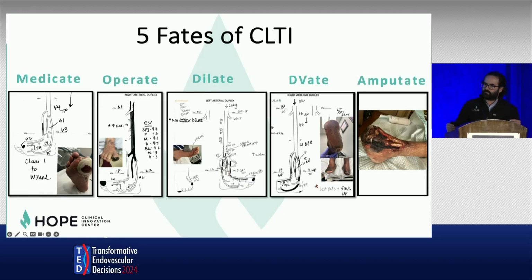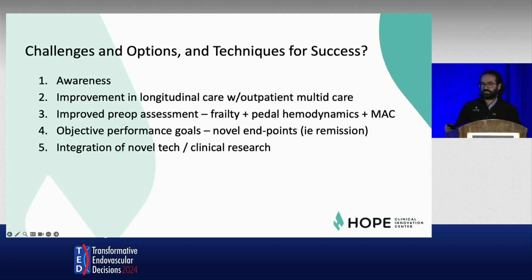Because you can determine, based on a multidisciplinary group approach and a good ultrasound, if you medicate, if you operate, if you dilate, deviate, or quite frankly, amputate primarily in a lot of patients, which is still a phenomenal technique. So back to the question, what are the challenges and options?